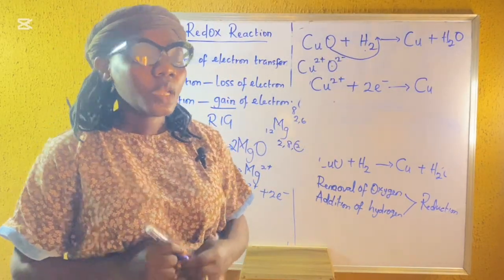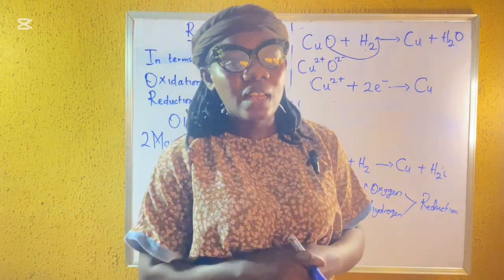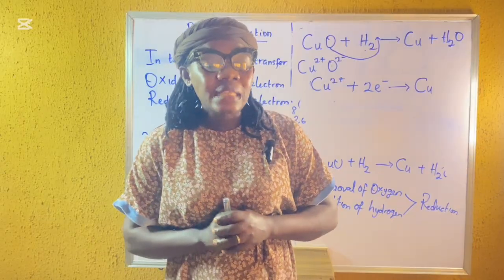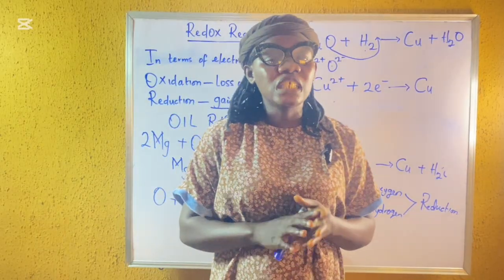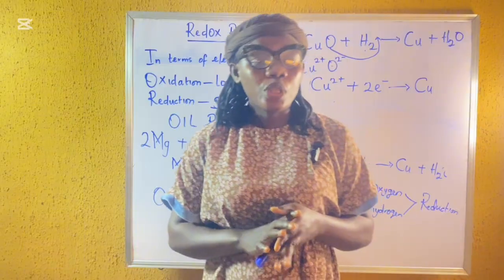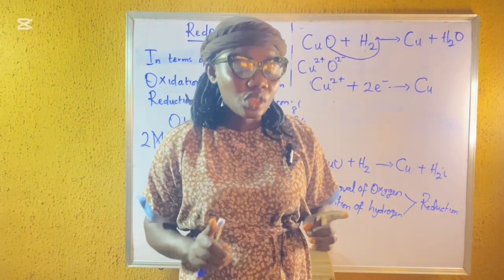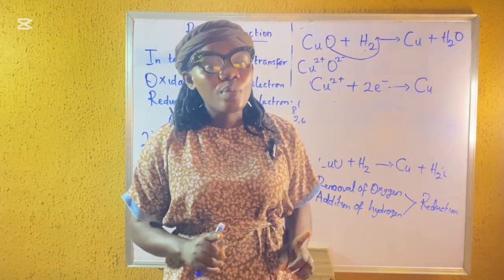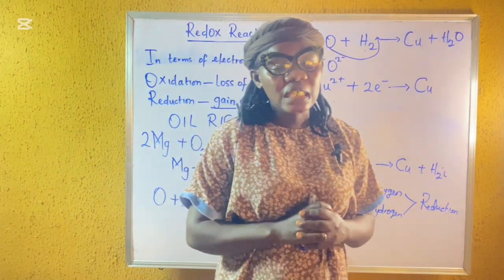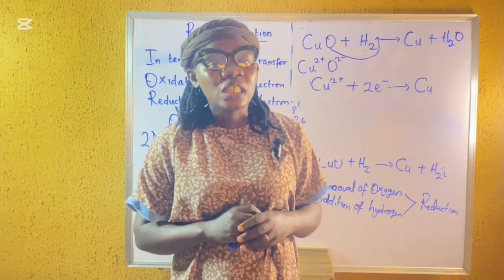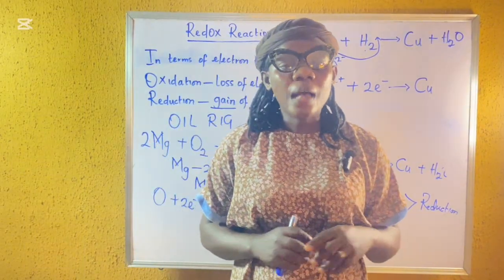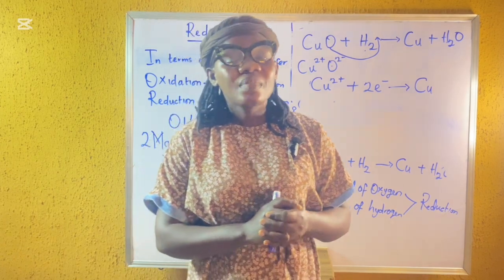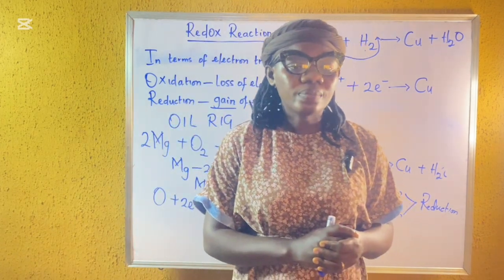H2O. Okay, let's make a recap of all that we have learned. We said that in terms of oxygen, oxidation is addition of oxygen, reduction is removal of oxygen. In terms of hydrogen, oxidation is removal of hydrogen, reduction is addition of hydrogen. And in terms of electron transfer, oxidation is loss of electron, while reduction is gain of electron.